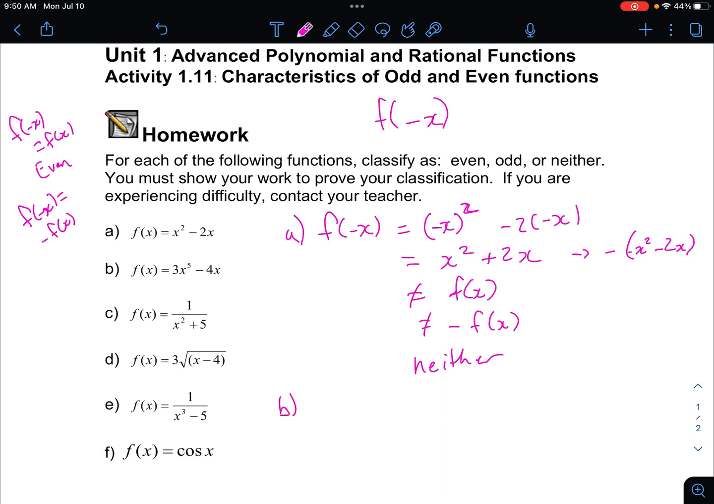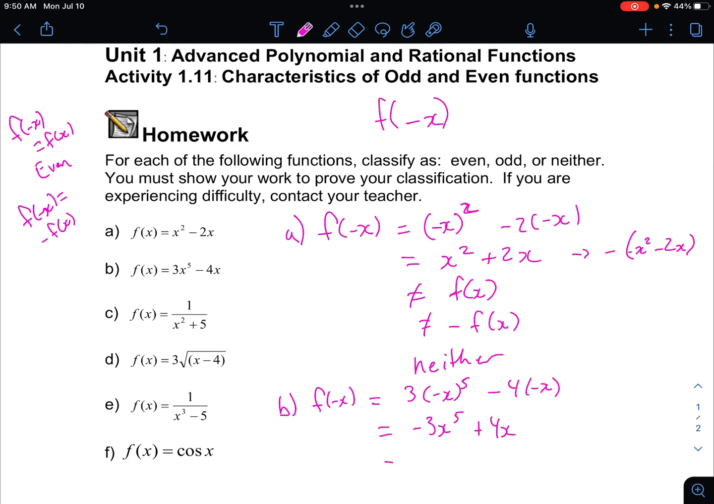If you look at b, we plug in f at negative x, we get 3 times negative x to the power 5 minus 4 times negative x. When we do this one, you will get negative 3x to the power 5, because negative x to the power 5 is going to be negative x to the power 5. The negative multiplied by itself 5 times becomes negative again. And this is going to be positive 4x.